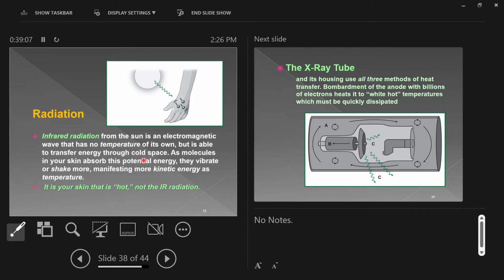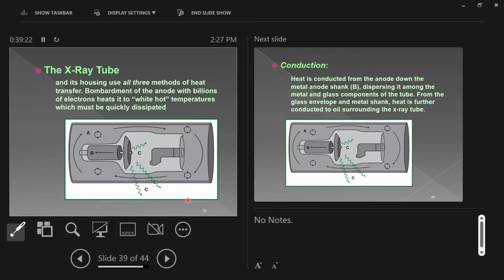It's electromagnetic waves. But this type, infrared, has the property that it can speed up the molecules in your skin, and you feel that as heat. You feel warm. Again, it's your skin that is hot, not the radiation. Okay. Let's talk about this last thing for today.